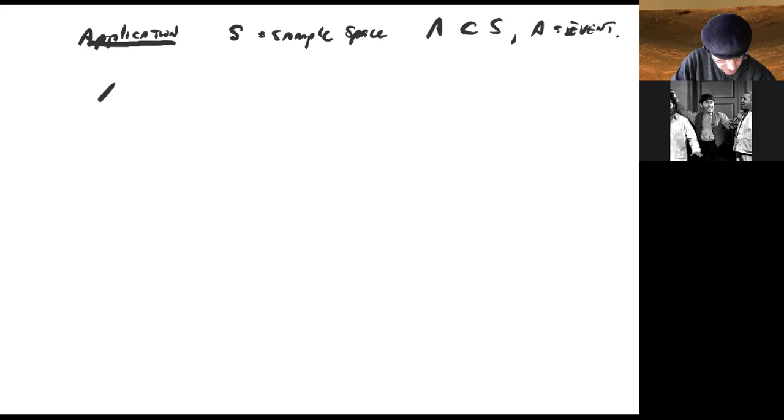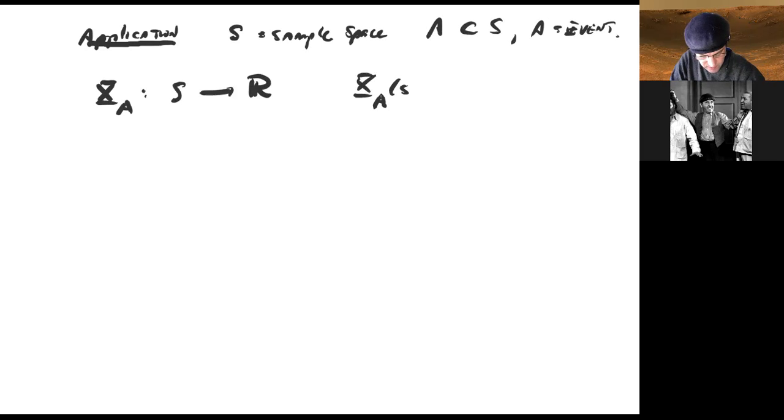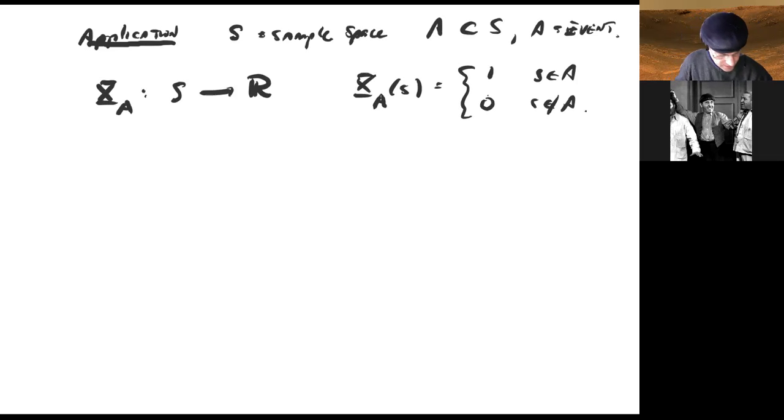So now we can define a random variable based on A. The random variable only takes two values. It's either 0 or 1. So chi sub A, X sub A of an element s of the sample space, is equal to 1 if s is in A, and it's equal to 0 if s is not in A. So this is the so-called indicator function, or the indicator random variable of A.